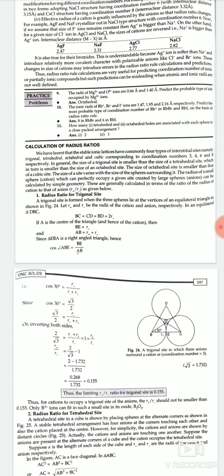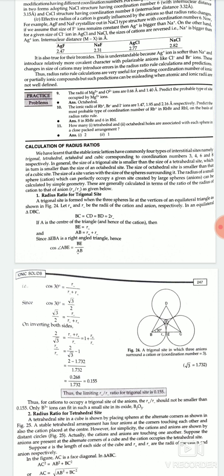In general, the size of trigonal site is smaller than the size of tetrahedral site, which in turn is smaller than the size of octahedral site. The size of octahedral site is smaller than that of a cubic site. The size of a site varies with the size of the spheres surrounding it. The radius of a small sphere cation, which can perfectly occupy a given site created by a large sphere anion, can be calculated by simple geometry. These are generally calculated in terms of the ratio of the radius of cation to that of anion, as given below. First is radius ratio for trigonal site.